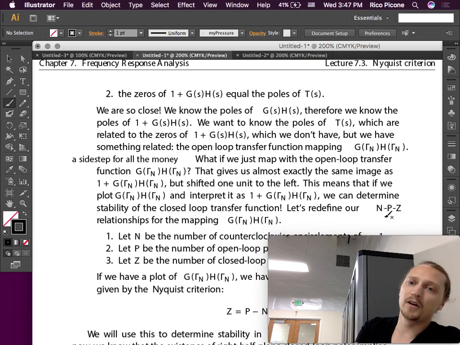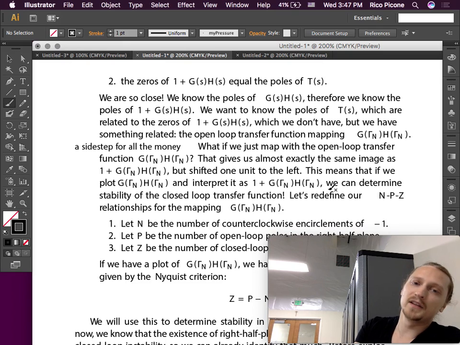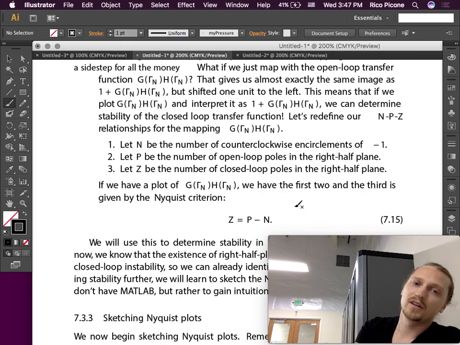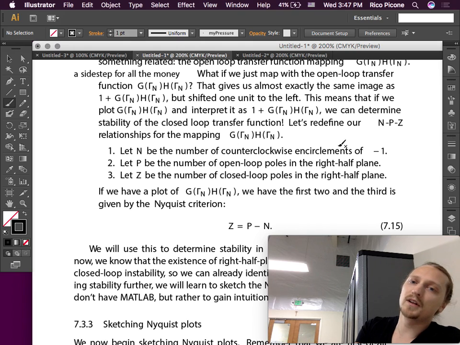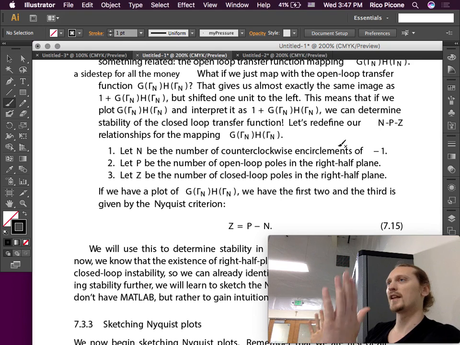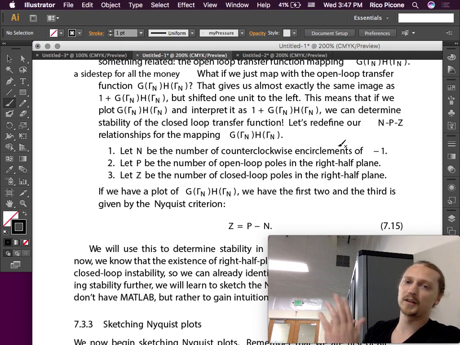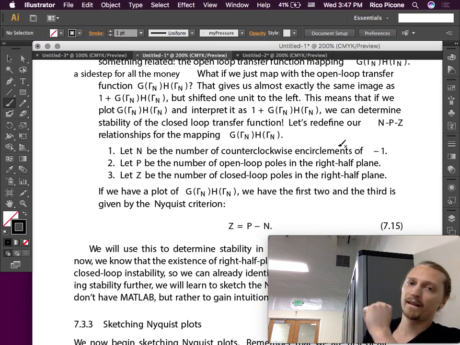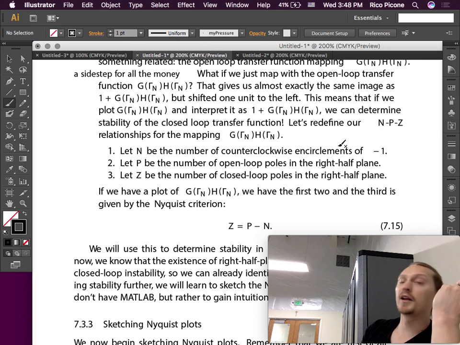Let's redefine our NPZ relationship for the mapping GH. Let N be the number of counterclockwise encirclements of -1. Instead of being counterclockwise encirclements of 0, we've got this sidestep of the 1, so we have to define it to be the number of counterclockwise encirclements of -1. Let P be the number of open loop poles in the right half plane. Let Z be the number of closed loop poles in the right half plane. We want to know Z, right? That's the big one we want to know.